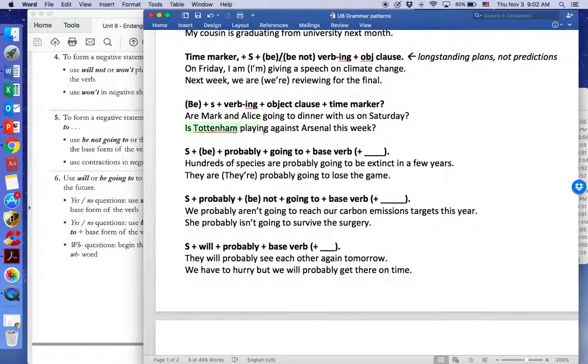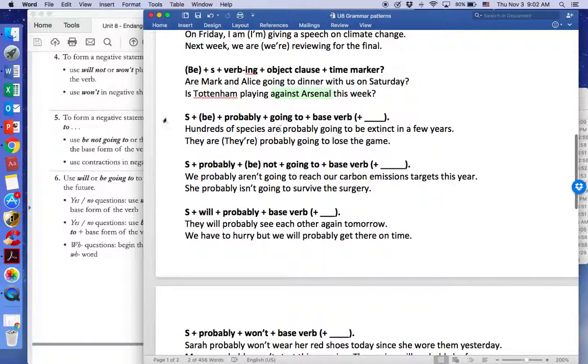Is Tottenham playing against Arsenal this week? Here's our time marker this week. Tottenham, that's our subject. It is the third person singular, so we have our corresponding be verb. Verb plus ing, object clause. Is Tottenham playing against Arsenal this week? Next one. Probably.